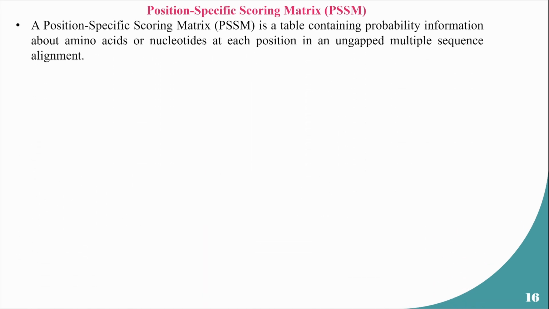So what happens is that it is basically a table containing probability information about amino acids or nucleotides at each position in an ungapped multiple sequence alignment. So in this case, the multiple sequence alignment that is considered will be ungapped. Ungapped is considered because it will be a fixed length alignment. If you introduced gaps, it would be a variable length sort of alignment, which would make this coding a bit difficult.